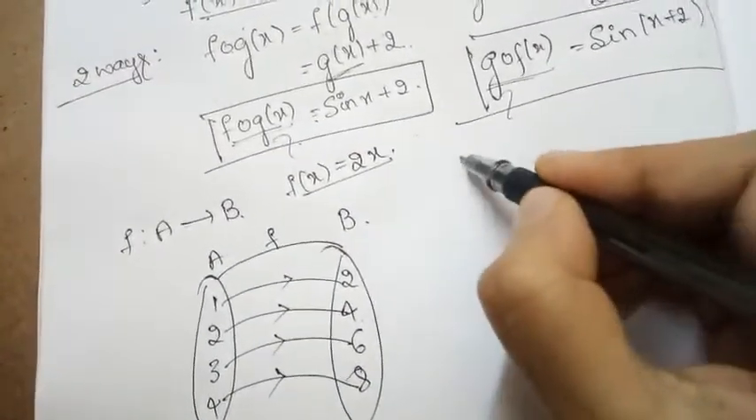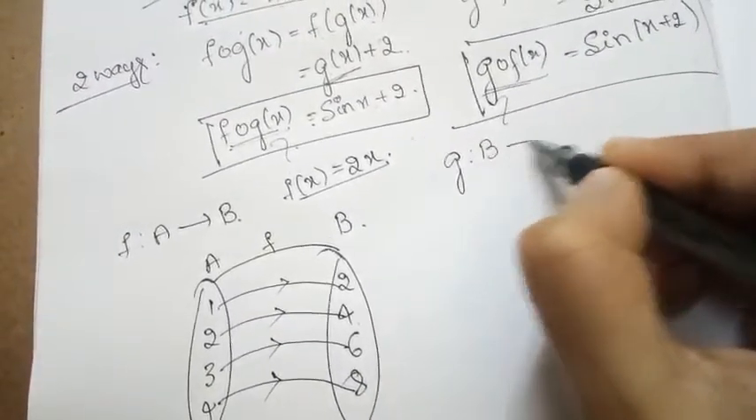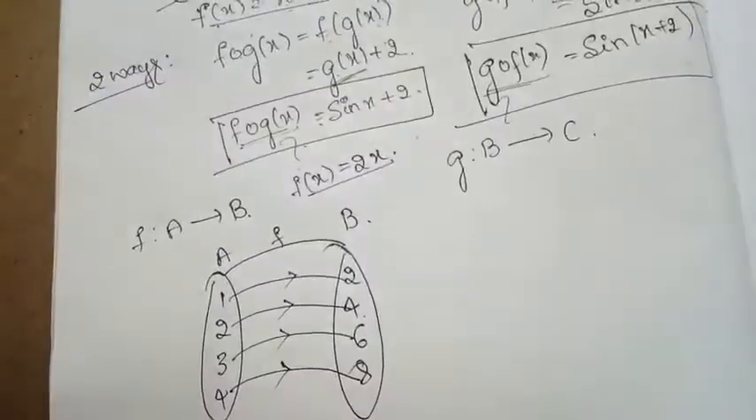Now I will define another function g, where g is a function defined from set B to set C.